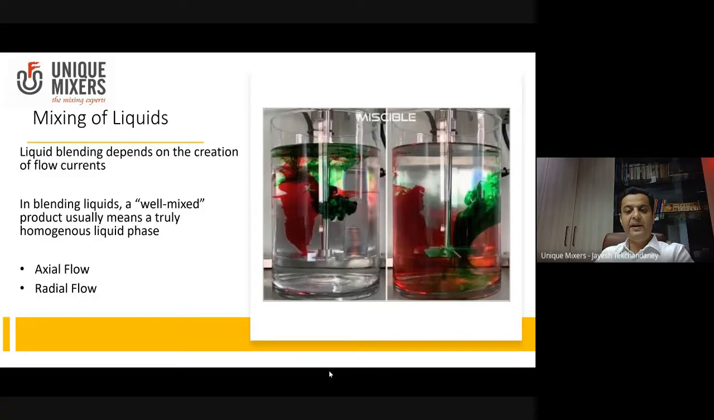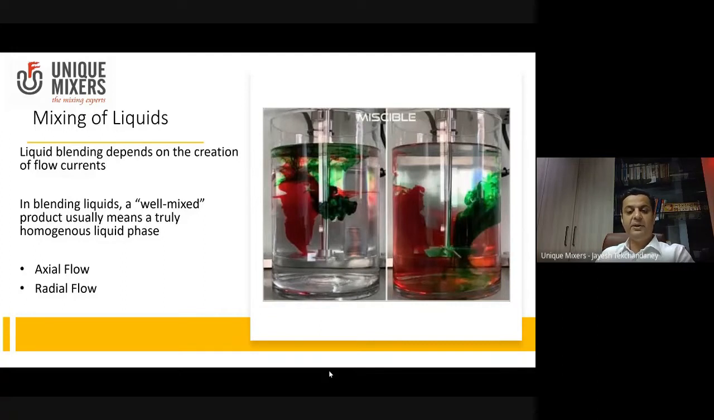See, primarily in liquids, we are able to generate flow currents. The moment you have an agitator getting into a liquid, and you can see in the image, as the agitator starts rotating, depending on the kind of the agitator, whether it is capable of generating an axial flow, that is the one on the right, where you can see a top-bottom mixing pattern, or a radial flow, where you see that the mixing starts radially.